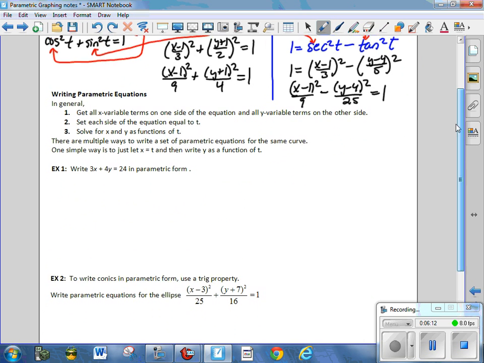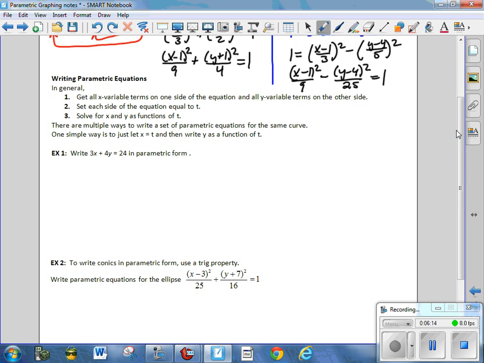Now, writing parametric equations. What we've done so far is we've had a parametric equation, and we figured out a way to eliminate the t and write it in xy form, or in rectangular form. But if I start out in rectangular form and I want to write parametric form, and I have an equation already, the only thing I need to do is split up the variables so that I have x's on one side, y's on the other, and then set each side equal to t. Now, there's more than one way to do this.